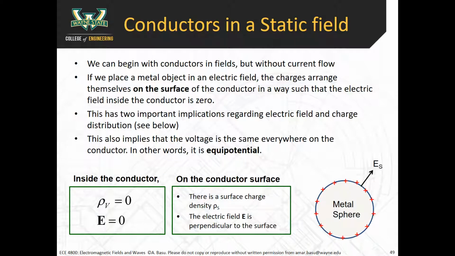All right, so first of all, conductors in a static field. What happens when we place a metal object in an electric field, but without current flow? The charges typically arrange themselves on the surface in such a way that the electric field inside the conductor is zero. As a result, inside the conductor, the charge density is zero and the electric field is zero. Instead, a surface charge density builds up.